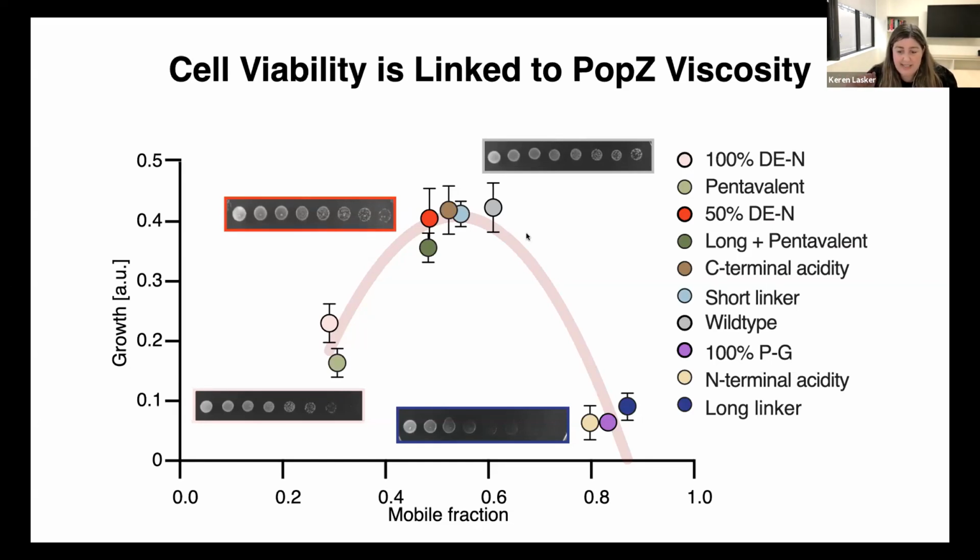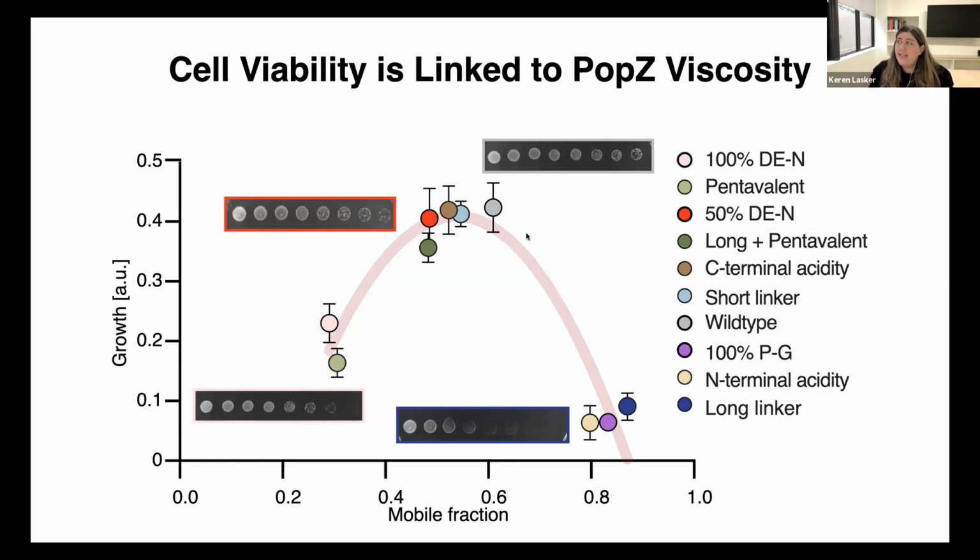So on the x-axis is the calculated mobile fraction. So the more right you go, you're more liquid, and the left you go, you're more solid. And the y-axis tells you the fitness, and the higher the number, you're more fit. And what we see is that there is this type of Goldilocks effect where you have to be, if you're too liquid, the cells are not going to survive. And if you're too solid, also the cells are not going to survive, probably for a different reason.